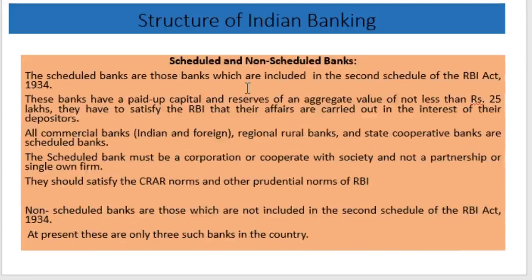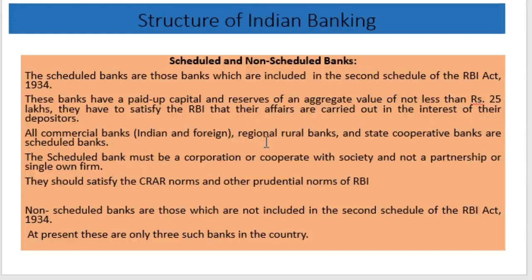The Indian banking structure is divided into two: scheduled banks and non-scheduled banks. Scheduled banks are those banks which are included in the second schedule of the RBI Act 1934, whereas non-scheduled banks are those which are not included in the second schedule of the RBI Act 1934. The scheduled banks have a paid-up capital and reserves of aggregate value not less than 25 lakhs, and they have to satisfy the RBI rules also.